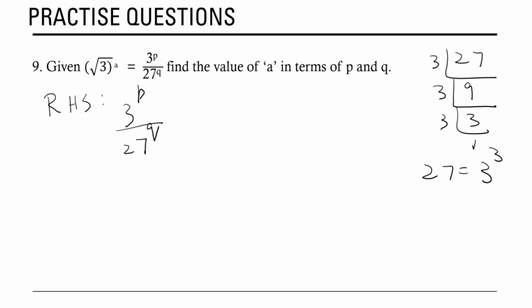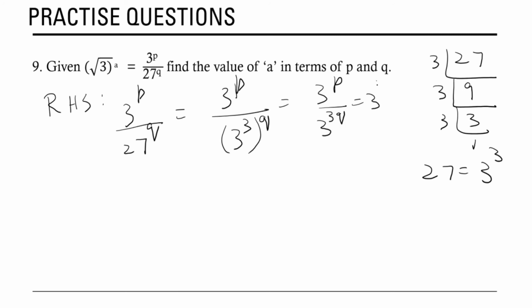So 3 raised to P divided by 27 raised to Q is 3 raised to P divided by 3 cube the whole raised to Q. This is equal to 3 raised to P divided by 3 raised to 3Q. This is equal to 3 raised to P minus 3Q.